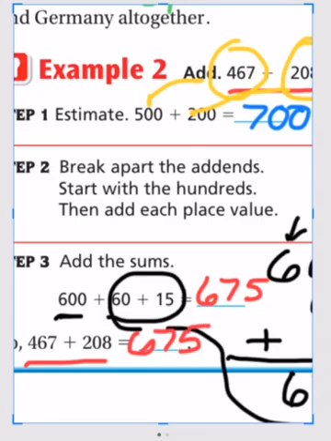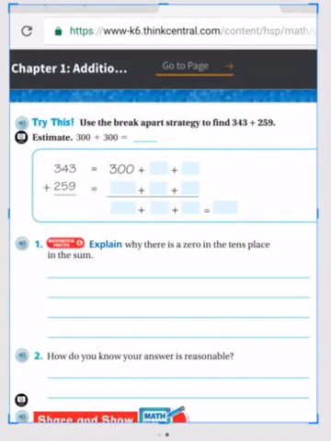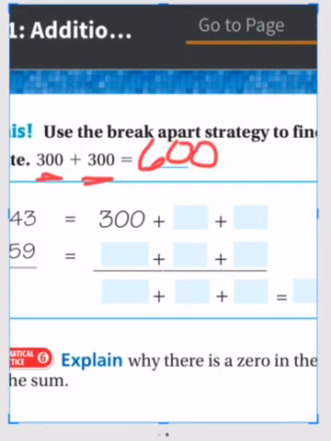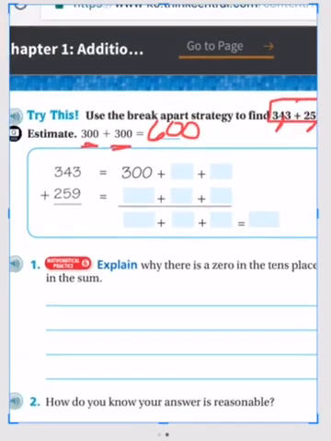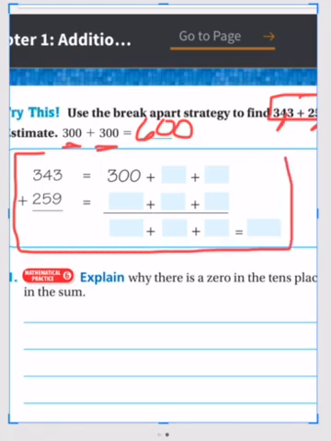All right, let's move over to the next page. Try this. Use the break apart strategy to find 343 plus 259. First, we're going to estimate. 343 is just about 300. 259 rounds to 300. Add those two up, we get 600. So that's our estimate. Now, what I want you to do, boys and girls, is pause the video, solve this whole problem right here, and once you're done, press play on my video and match up what you have written down to the correct answers. Let's see how we do. So go ahead and pause the video.